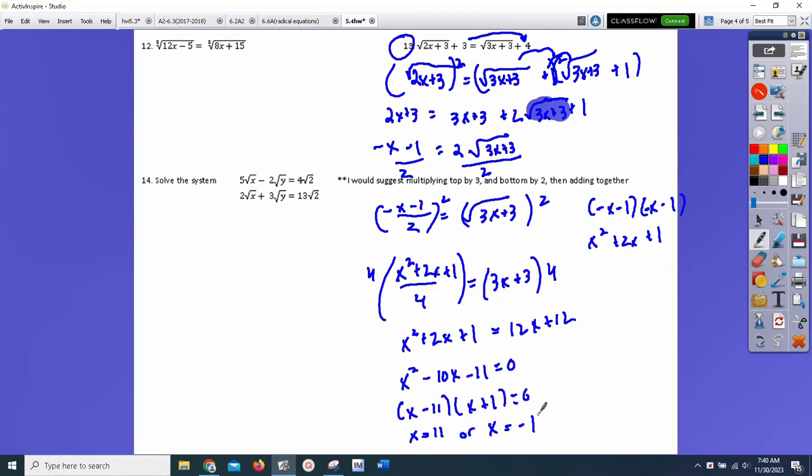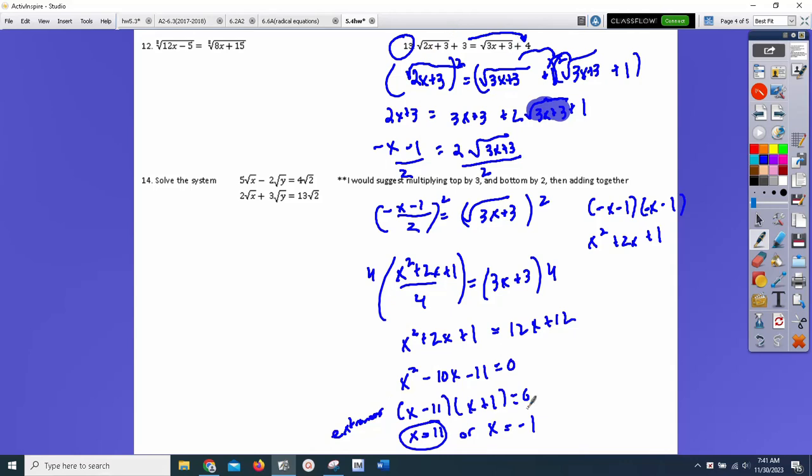Question is, do they both work? So if I put an 11 here, that's 22, plus 3 is 25, root of 25 is 5, 5 plus 3 is 8. If I put 11 here, that's 33 plus 3, which is 36, root of 36 is 6, plus 4 is 10. This bad boy right here is extraneous because you got 8 equal to 10, which isn't true.